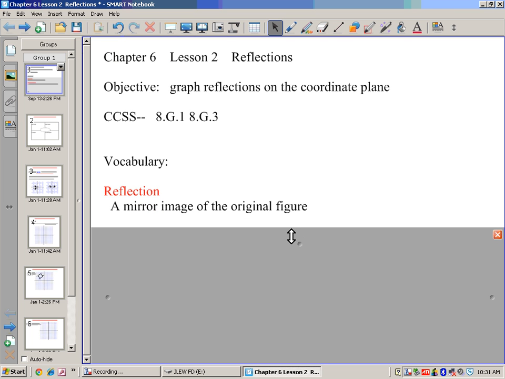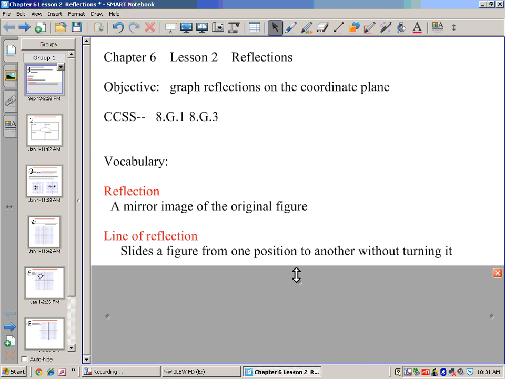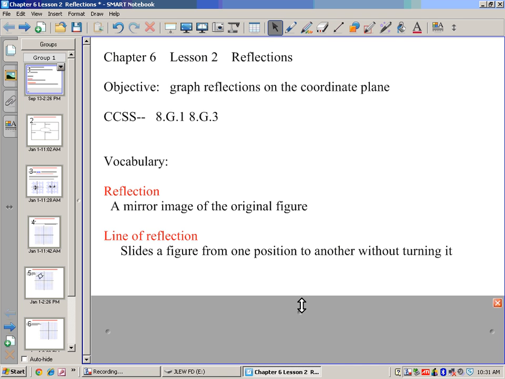Our vocab words for this one. Our first one is reflection, a mirror image of the original figure. Or sometimes we call it a flip because it's flipped over. And the other definition for this one is line of reflection. Slides a figure from one position to another without turning it. Okay, those are only two definitions for there, so let's get to our key concepts.